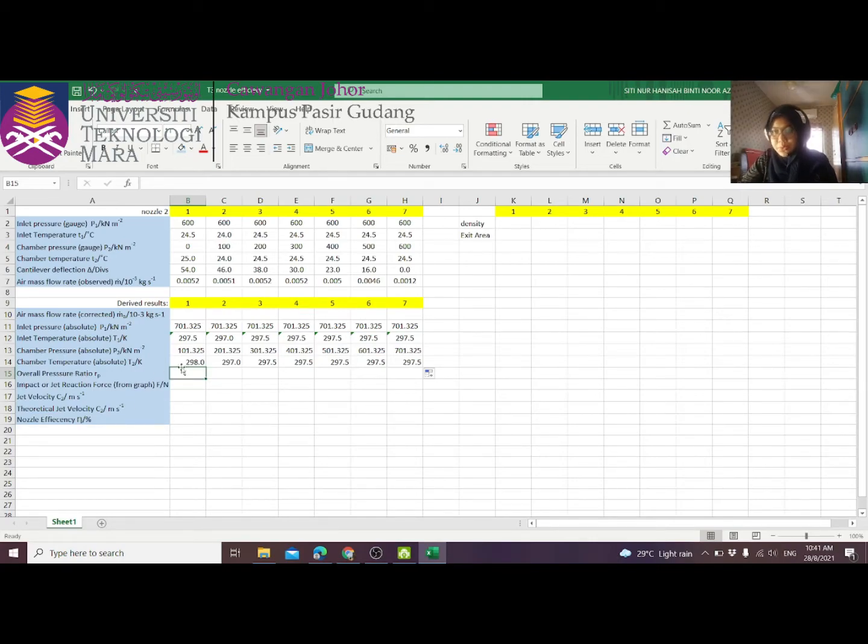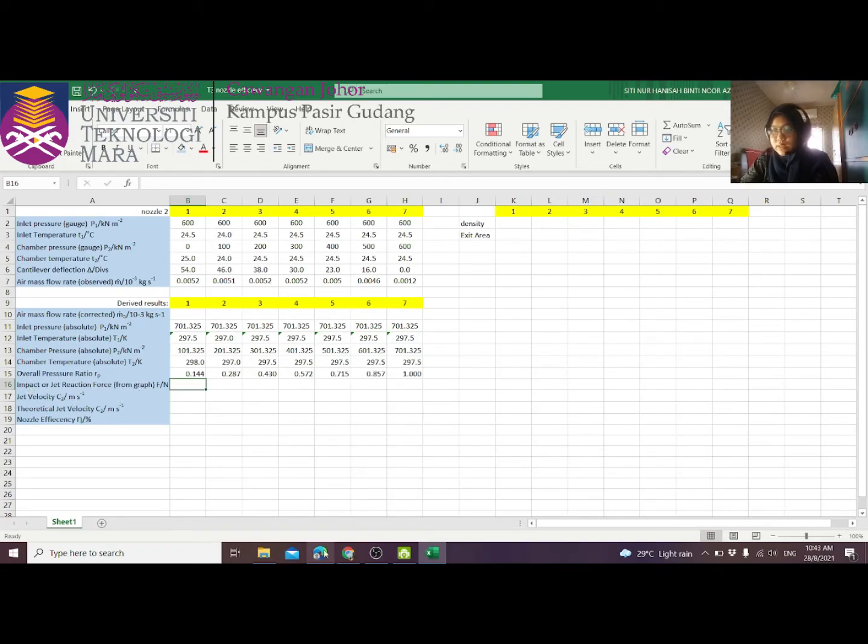For the overall pressure ratio, equal to absolute chamber pressure divided by absolute inlet pressure. So enter. Okay. So this one I think I will use just 3.5. So next is impact or jet reaction force.